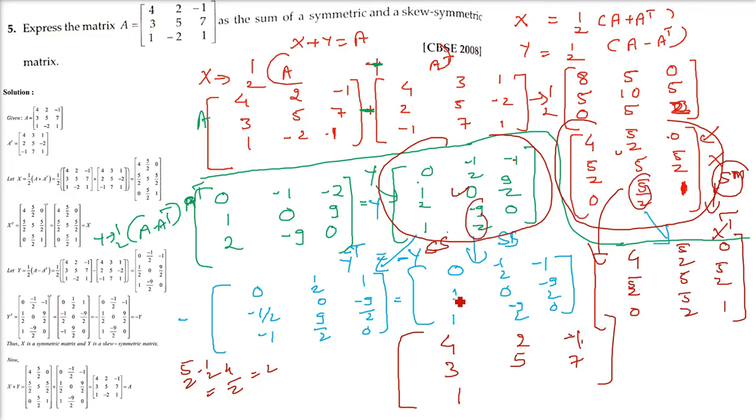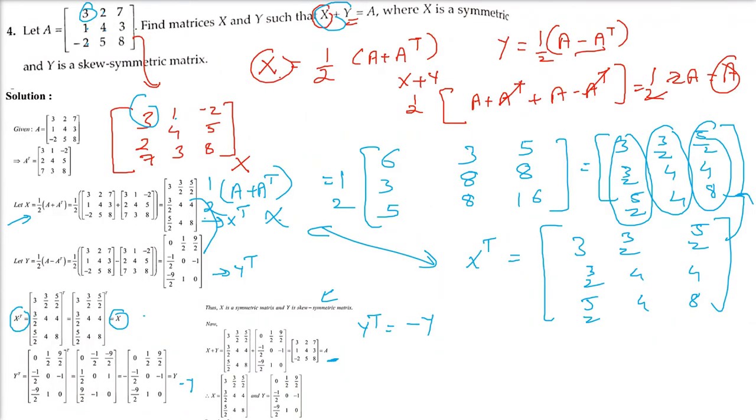So you have a minus 2 here. So this is minus 4 by 2, minus 2. Then 0 plus 1, we are adding, is 1. So this is your x plus y and that has to be A, which is coming. This is the matrix from where we started. Okay, this is how we do it.